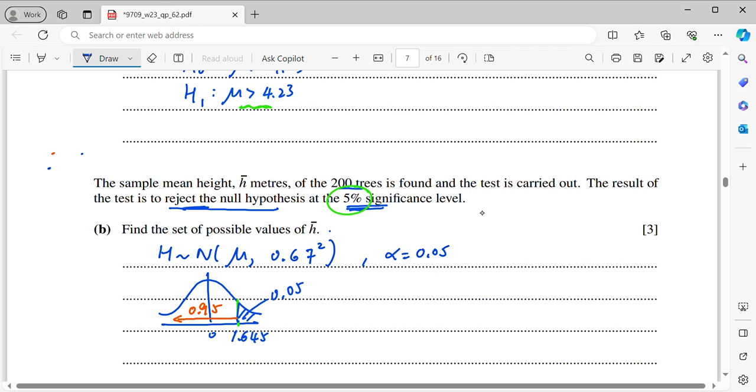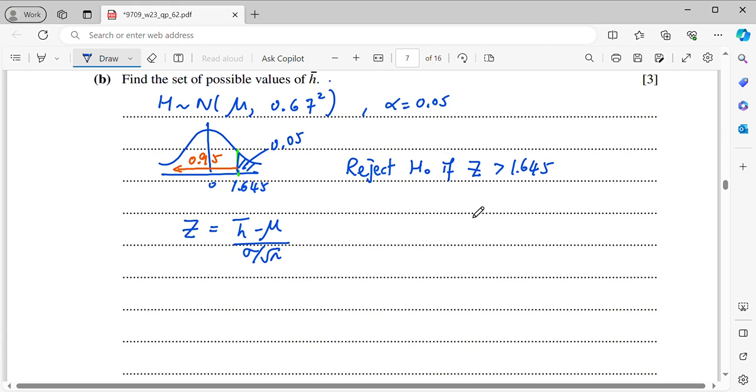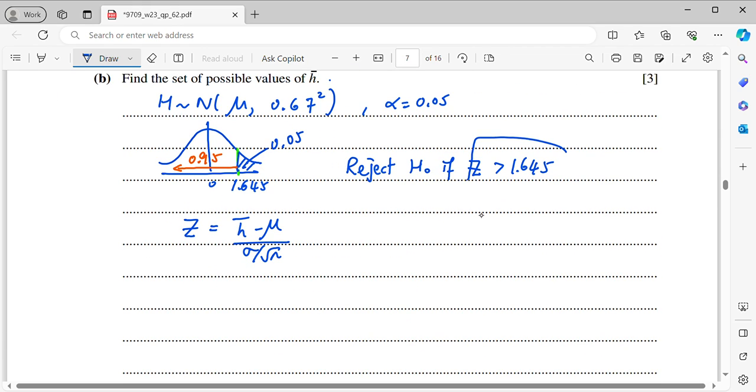Okay, so now my rejection criteria should be: reject H0 if Z is greater than 1.645 according to the graph. Then my Z value is going to be h bar minus mu over sigma over square root n. So Z is going to be more than 1.645. That means h bar minus mu over sigma over square root n is greater than 1.645.